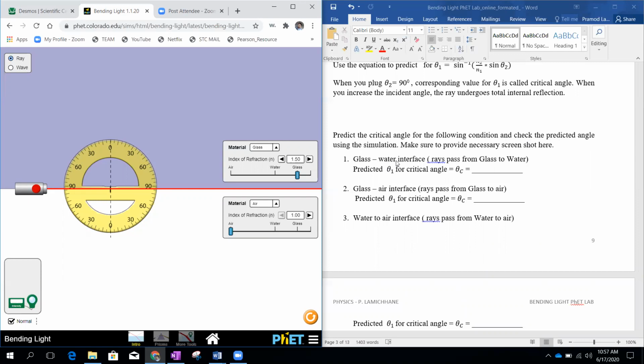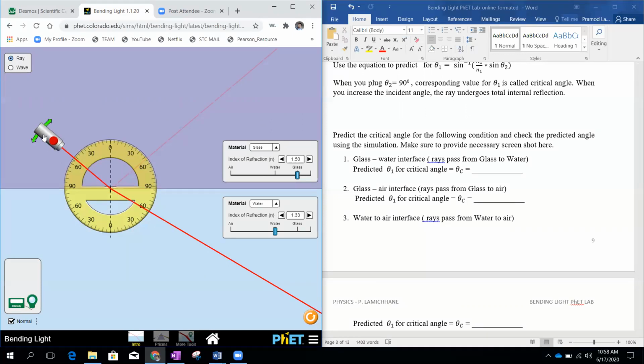So glass water interface, rays pass from glass to water. Let's put the glass, and this is the water. This angle is not the critical angle, because the angle of refraction is not 90. You're going to slowly increase and make this angle 90. In that condition, what is the angle of incidence that you are interested to check? That is the critical angle phenomenon.